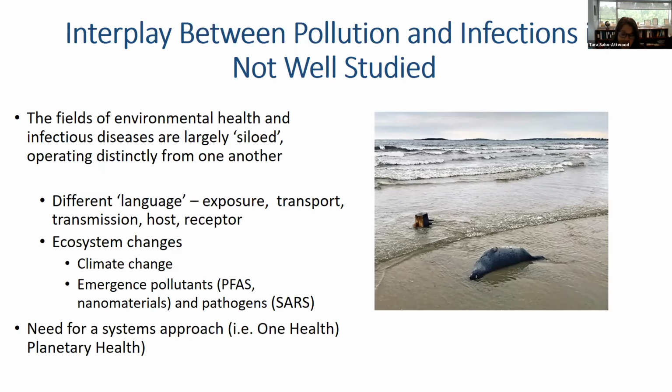We also have to think about the emergence of not only pathogens like SARS-CoV-2, but also of pollutants. And so contaminants like PFAS, which are fluorinated compounds I'll talk a little bit about later, which are being detected on a global scale and have been found at significant levels in individuals, and how that might impact their resilience to infectious disease is another important area to consider.